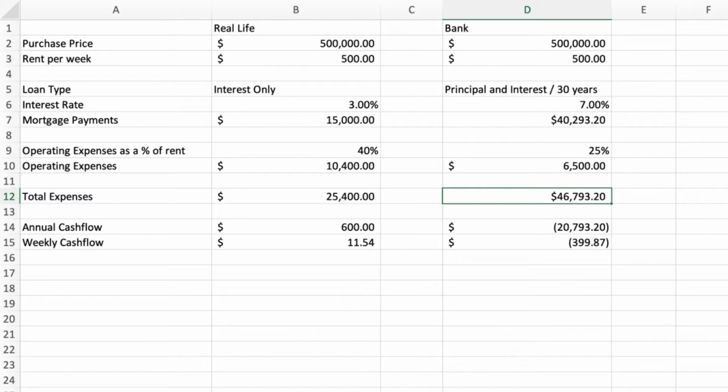So that's $40,000 of mortgage payments compared to the $15,000 interest payments that I worked out. Based on the bank's servicing, you've got total expenses of $46,793, which means an annual cash flow loss of $20,793, which means almost $400 a week top up required when the bank's looking at this from a servicing worksheet.